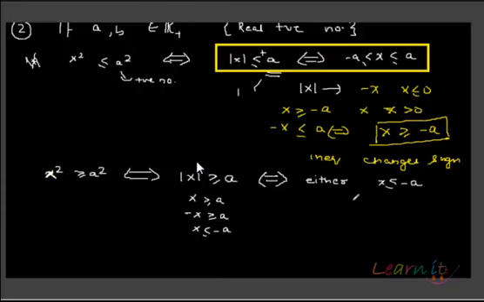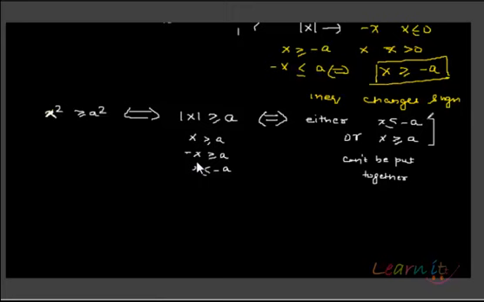Taking minus on both the sides, either x is less than or equal to minus a, or x is greater than or equal to a. Now both the things can't happen together, right? It can't so happen that x is less than or equal to minus a and at the same time it is greater than or equal to a. So that is why we can't put it together as an interval. Separately we can say that mod x greater than or equal to a would actually mean either x is less than or equal to minus a or x is greater than or equal to a.